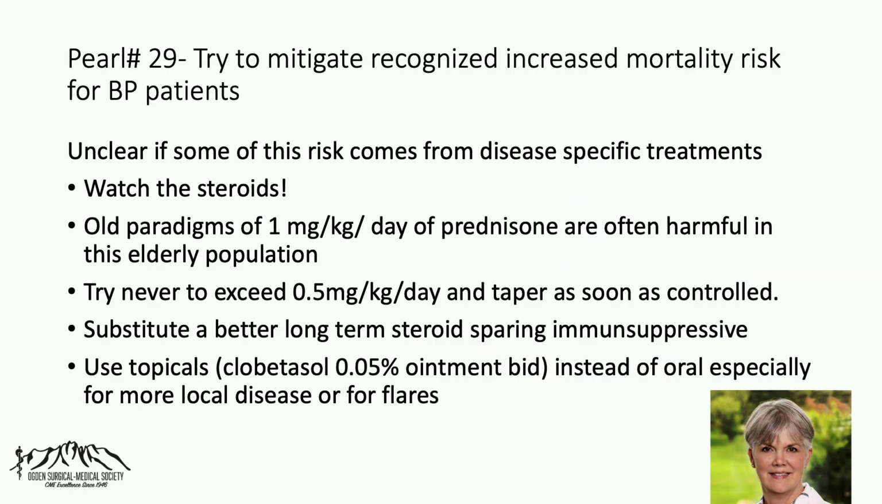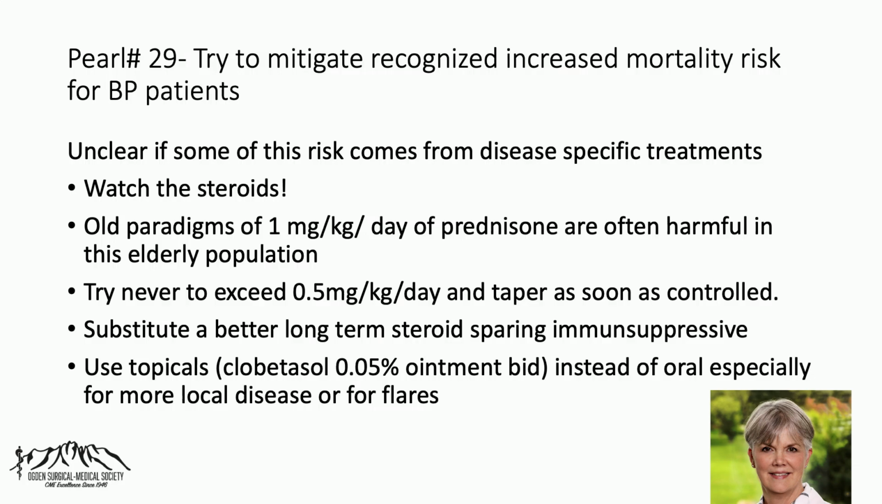And then lastly, I'm passionate about this. We know that there is increased mortality in our bullous pemphigoid patients. They tend to be elderly. They are often frail. And the old paradigm was slam them with prednisone, a mg per kg, and if it doesn't work, double it. I kid you not. That was when I was a young doctor. We probably have to admit that our disease-specific therapy is part of the reason that these patients have increased mortality.